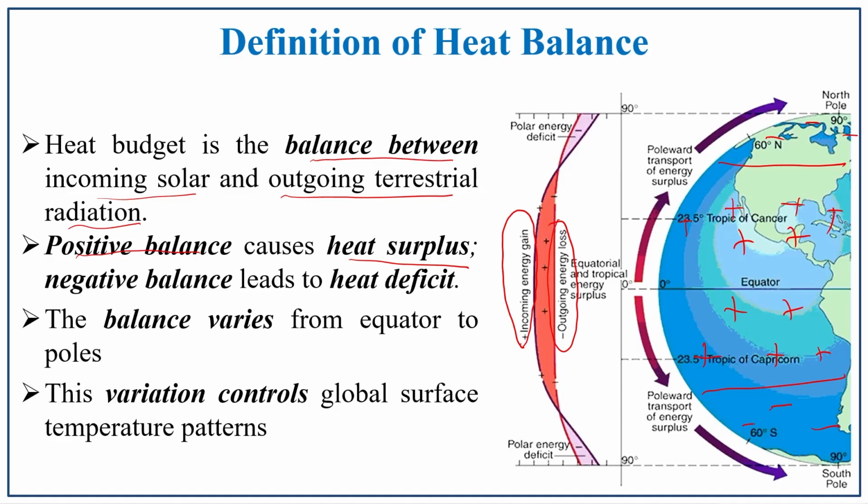Where there is a positive balance in the globe, that is here, and if there is a negative balance, it leads to heat deficit. The polar region is the heat deficit region. So, this is the main concept of heat balance in the latitudes. The balance varies from equator to poles, which we have discussed now. This variation controls the global surface temperature patterns. So, what does it control? The global temperature pattern. How the temperature is distributed is controlled by this energy exchange.